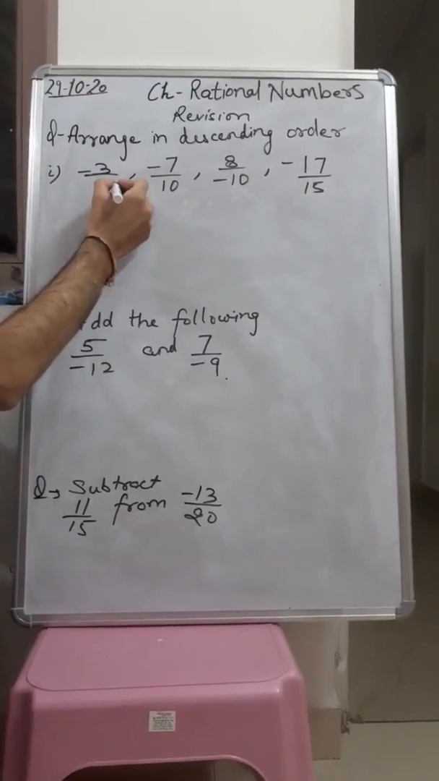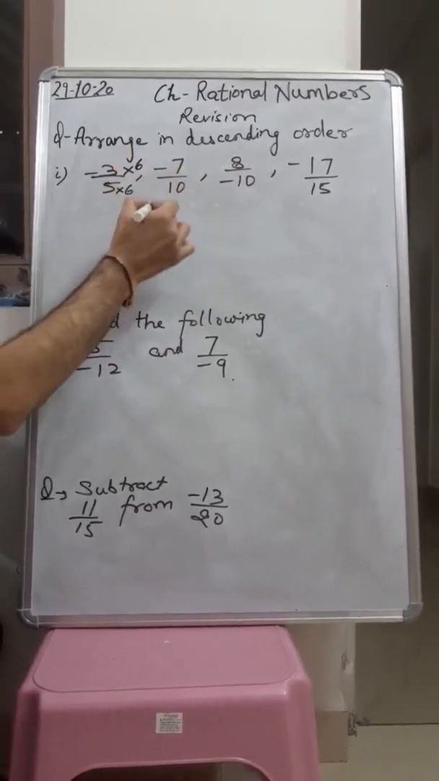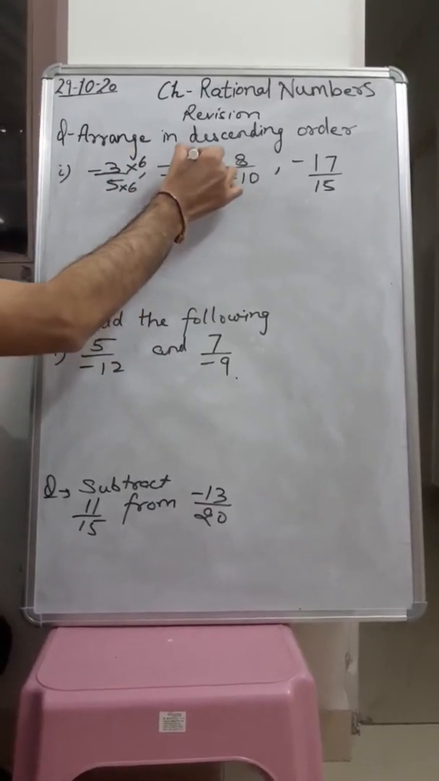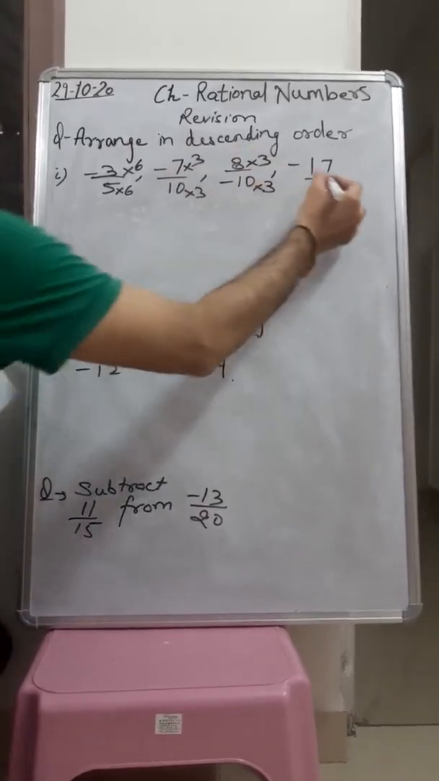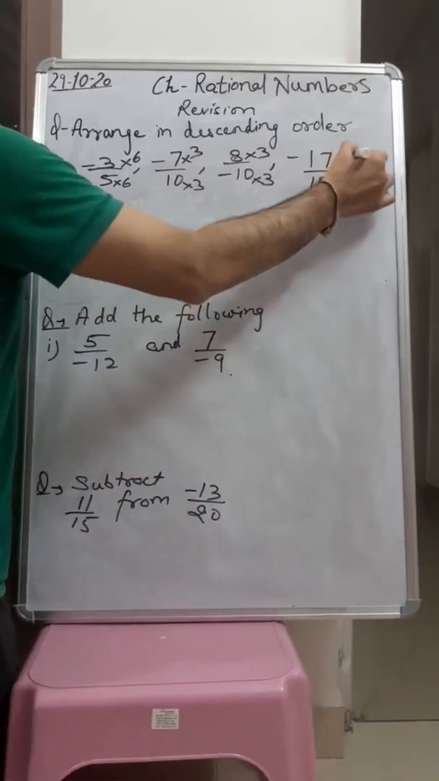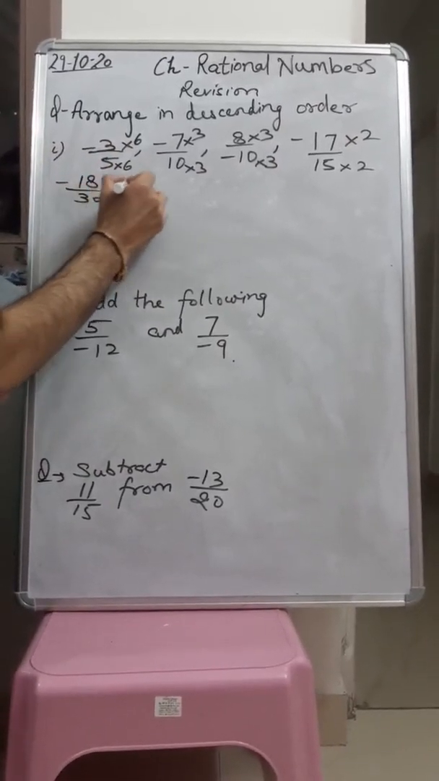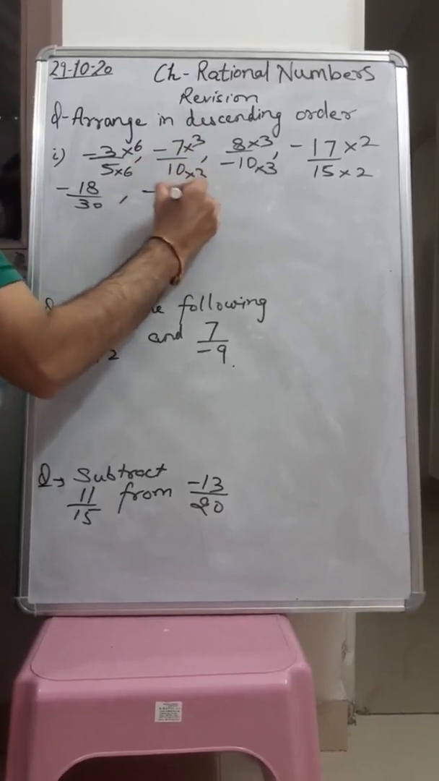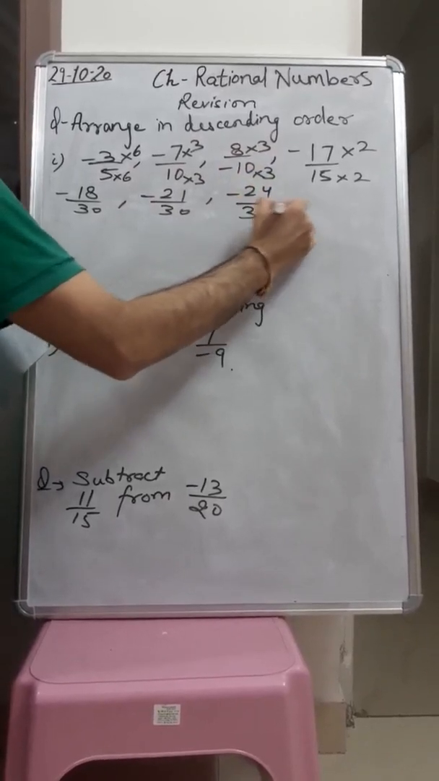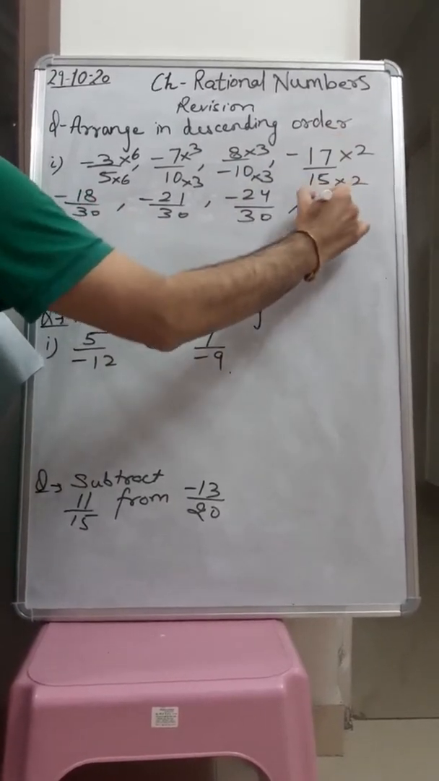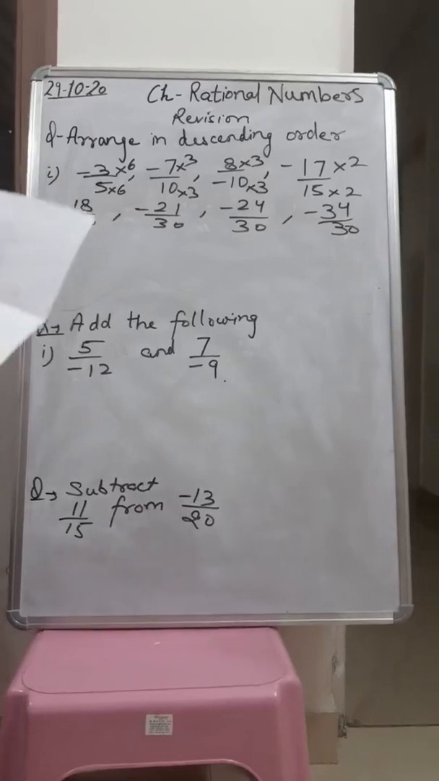So that means here we have to make all the denominators 30. So we have to multiply by 6. 5 times 6 is 30, and also the numerator by 6. Here it is 10. We have to multiply by 3 and also the numerator by 3. Here it is 10. Again we have to multiply by 3 and here also 3. Here it is 15. So that means here we have to multiply by 2 and 2. So here we will get minus 18 upon 30, minus 21 upon 30, minus 24 upon 30, and minus 34 upon 30.